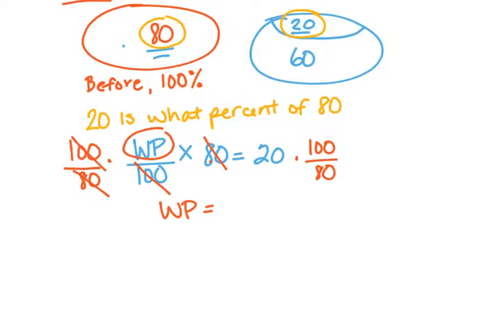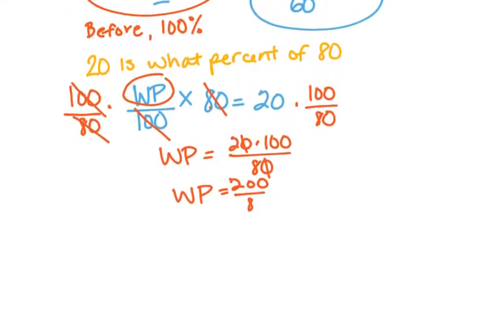And on the other side, we now have 20 times 100 divided by 80. And when we solve that out, I can cross out these zeros, so I end up with 200 over 8. Or if I solve that further and divide 200 by 8, I get 25%.